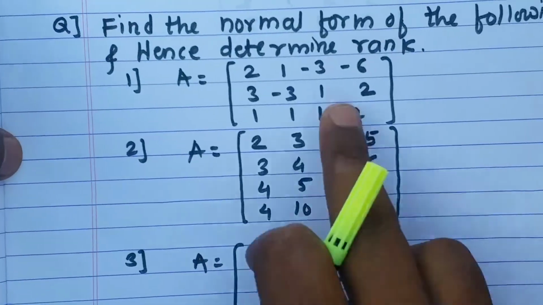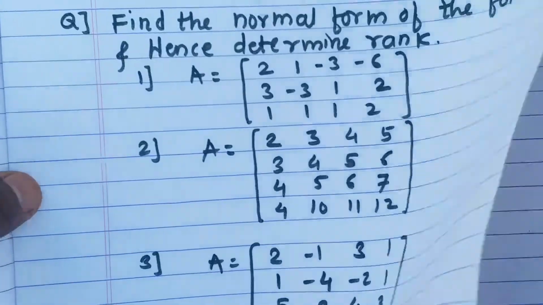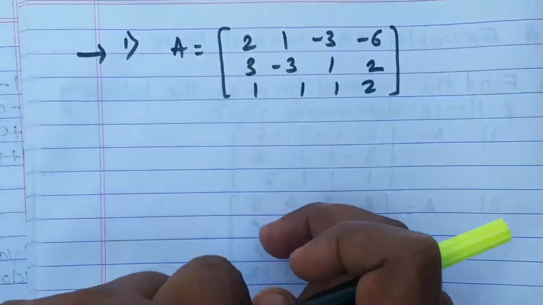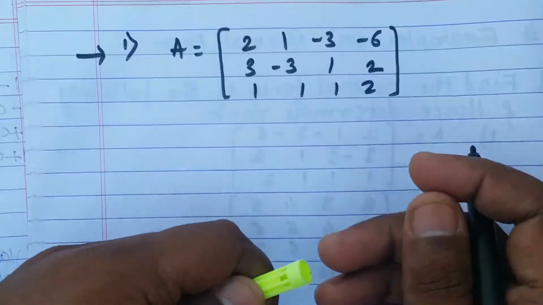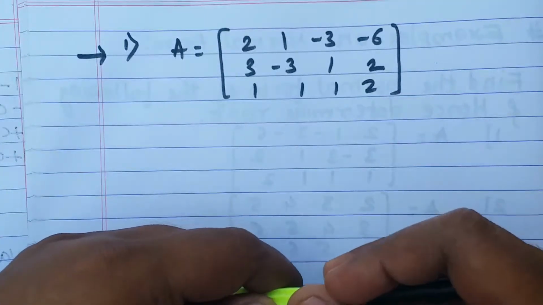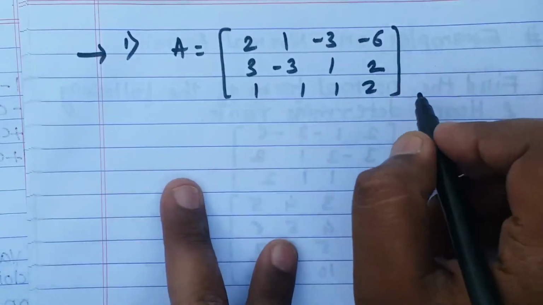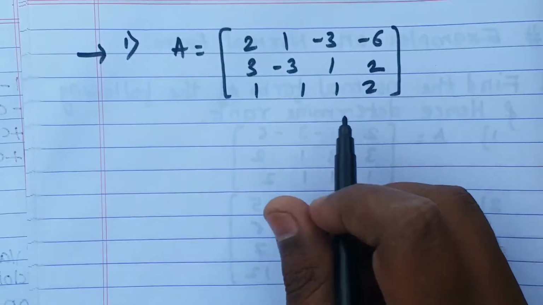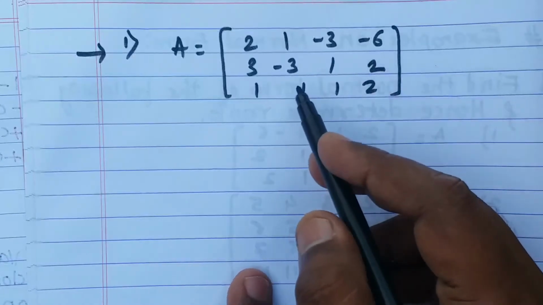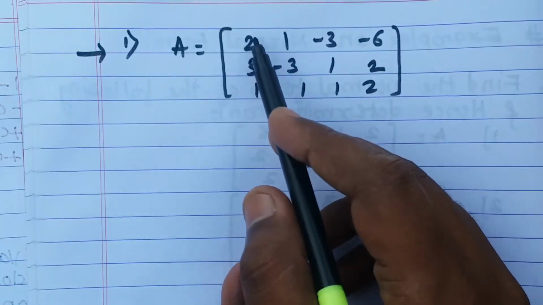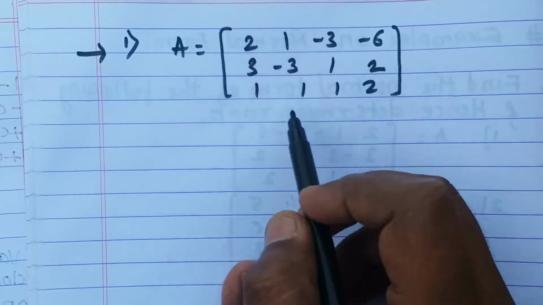So let us start with the first example. I will do it for you. So this is the given matrix. It is a 3 by 4 matrix, right? So maximum rank can be 3. We know that property. It is 3 by 4, so maximum rank can be 3. So let us try to obtain an identity matrix inside this matrix.